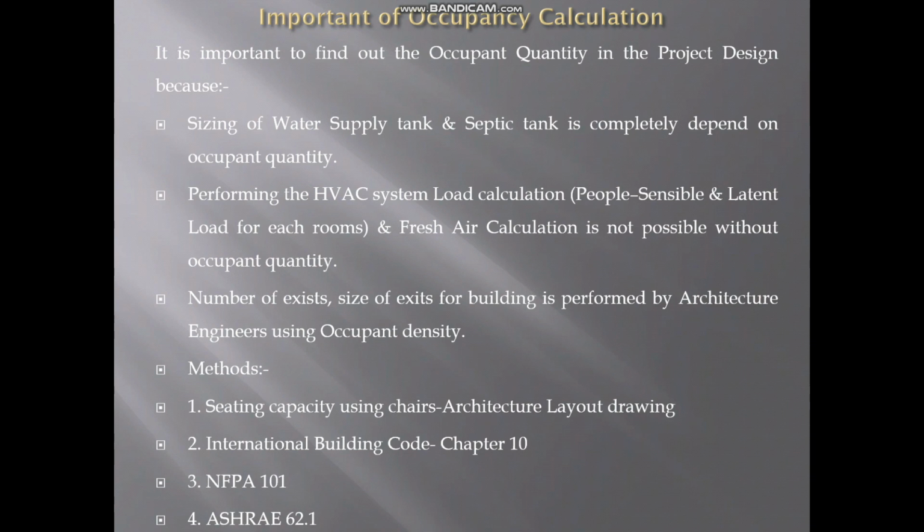There are 4 methods to get the occupant quantity. The first one, you can see, is from the architecture layout drawing, you can count the number of chairs and you can get the quantity. The second method, International Building Code chapter 10, there is a table we can see. The third method, NFPA 101 Life Safety Code, and finally the fourth one, ASHRAE 62.1 ventilation code. So let's start one by one.